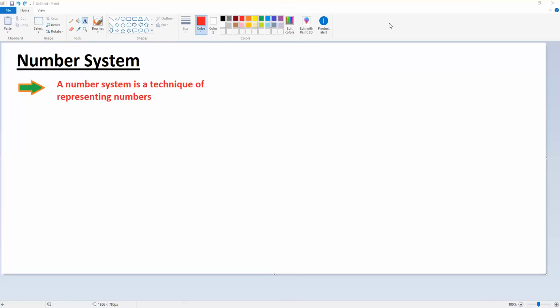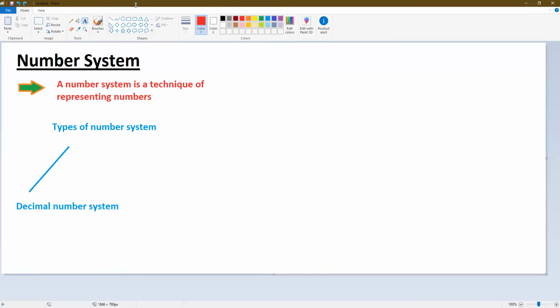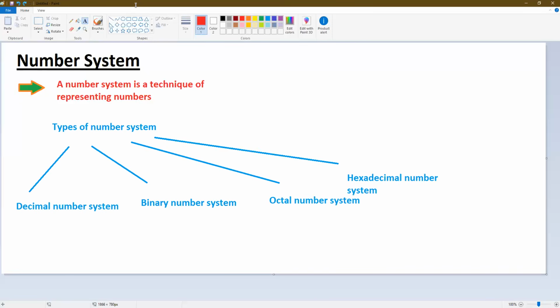Basically we have four types of number system. The first one is decimal number system. The second one is binary number system. The third one is octal number system, and the fourth is hexadecimal number system.